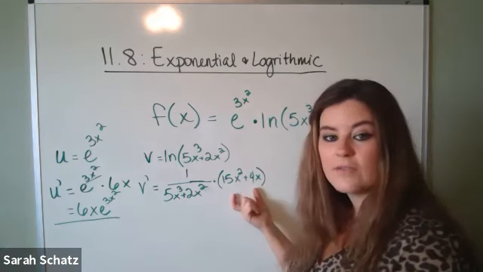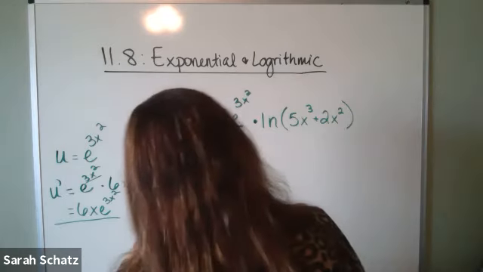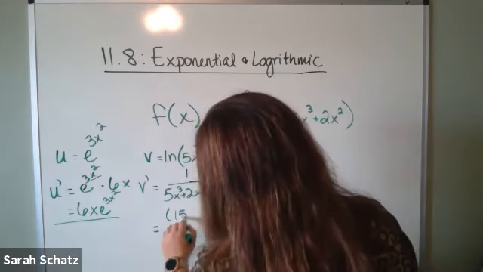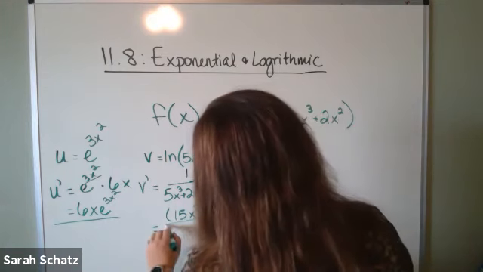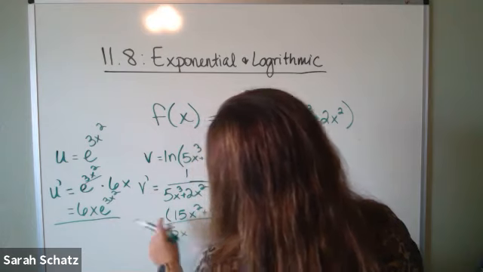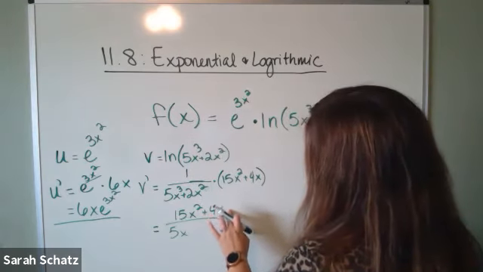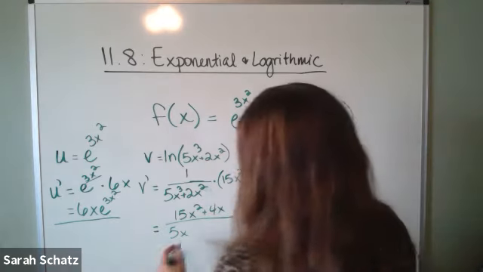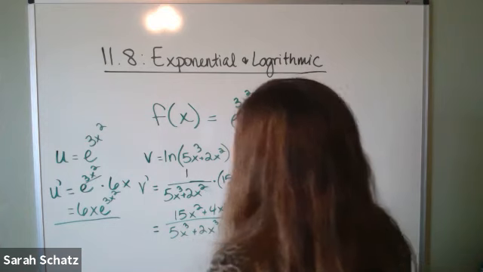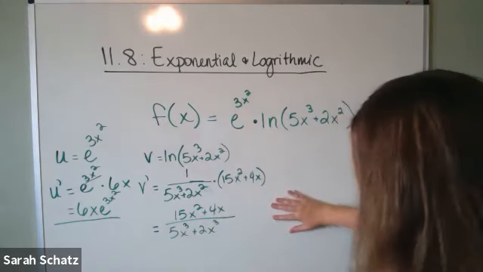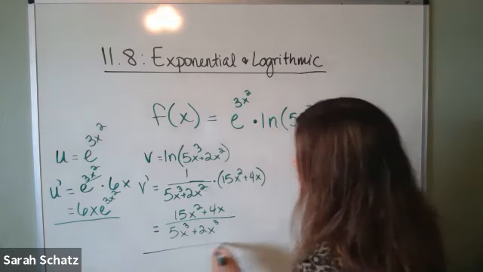Remember, you don't have to leave it like this. You can take this and you can put it on top. So let's do that. On top, I'm going to have 15x squared plus 4x over 5x cubed plus 2x squared. I don't really need parentheses here. Remember, if you have a fraction bar, it groups also. Too many parentheses is never a problem though. Okay, so this is the derivative of v.